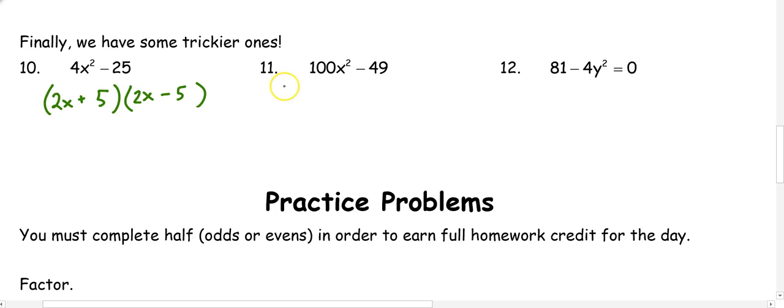In number 11, the square root of 100 is 10, and x squared breaks into x and x. So we have 10x and 10x. We're going to put one of each sign, and the square root of 49 is 7.